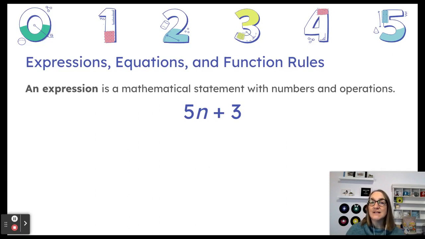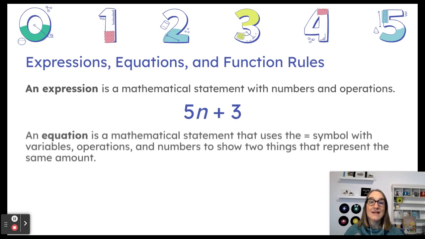To avoid any confusion there might be between expressions and equations, let's define the word equation. At its most basic level, it's a mathematical statement that uses the equal symbol to show two things that represent the same amount. So 1 plus 1 equals 2 is an equation. But now that we're older and smarter and we know about variables, we can expand that definition. An equation is a mathematical statement that uses the equal symbol with variables, operations, and numbers to show two things that represent the same amount.